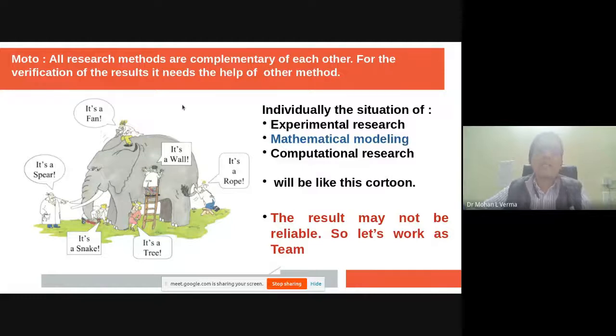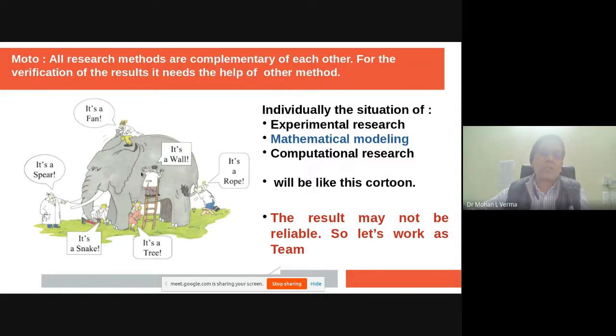Theoretical. All these research methods are complementary of each other. And for the verification of results, we need the help of other methods. So individually, if someone is working experimentally, another one is mathematical modeling, and a third one is computational research, then if individually they are working, the situation is like this.